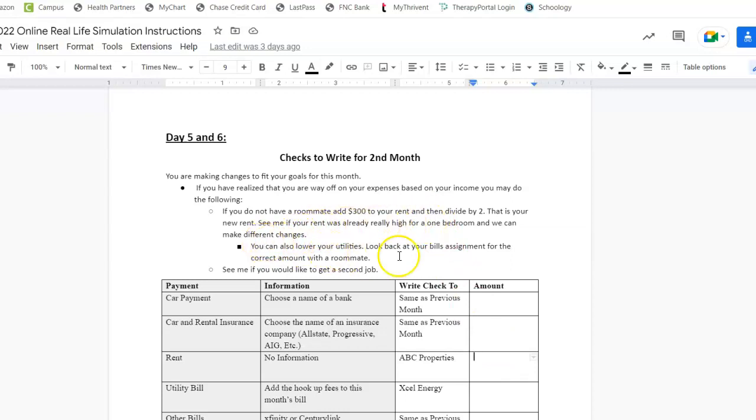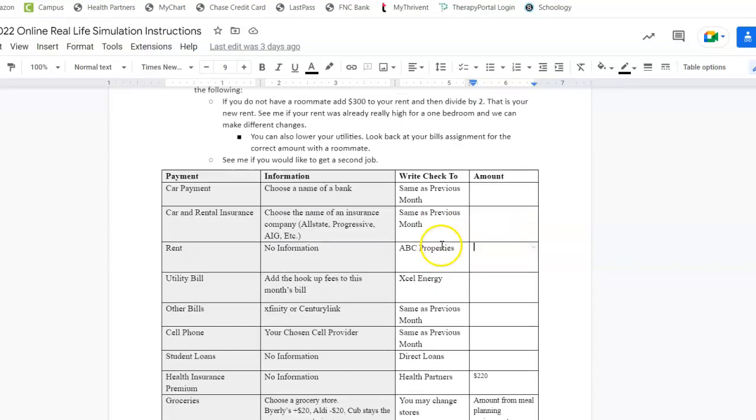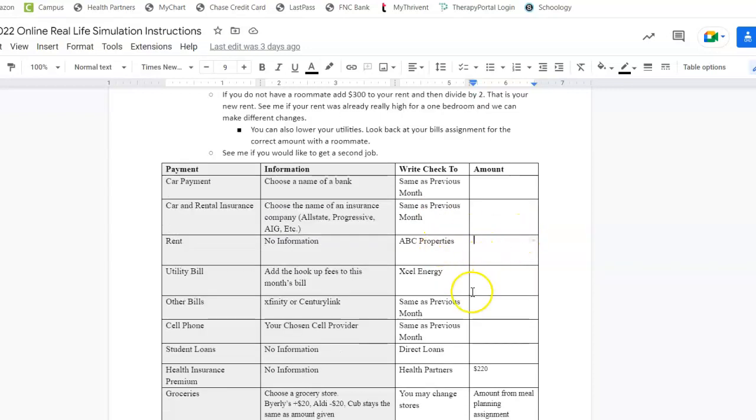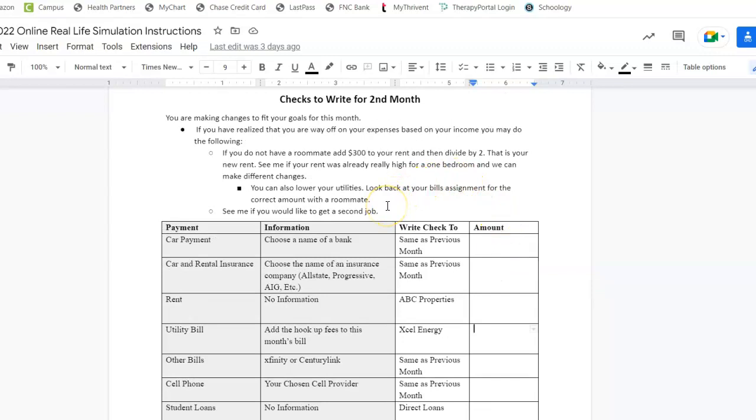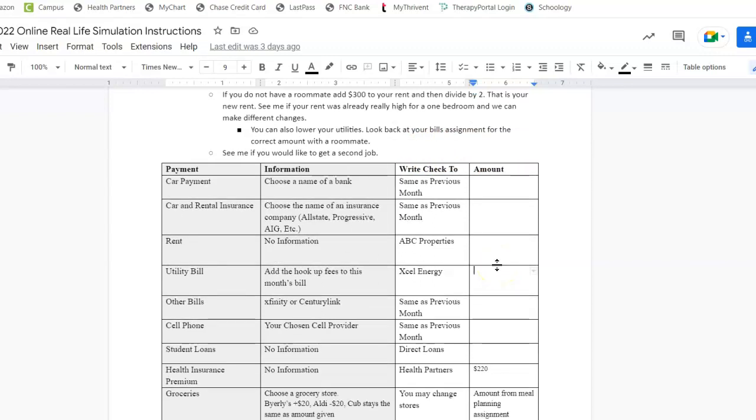You also, a reminder, can lower your utilities. Look back at your bills assignment for the correct amount with a roommate. You can also get a second job. Feel free to ask me in class or email me if you need an amount for that second job. I usually have you do like $300-400 extra a month for a second job. So you could do something like that if you need to.